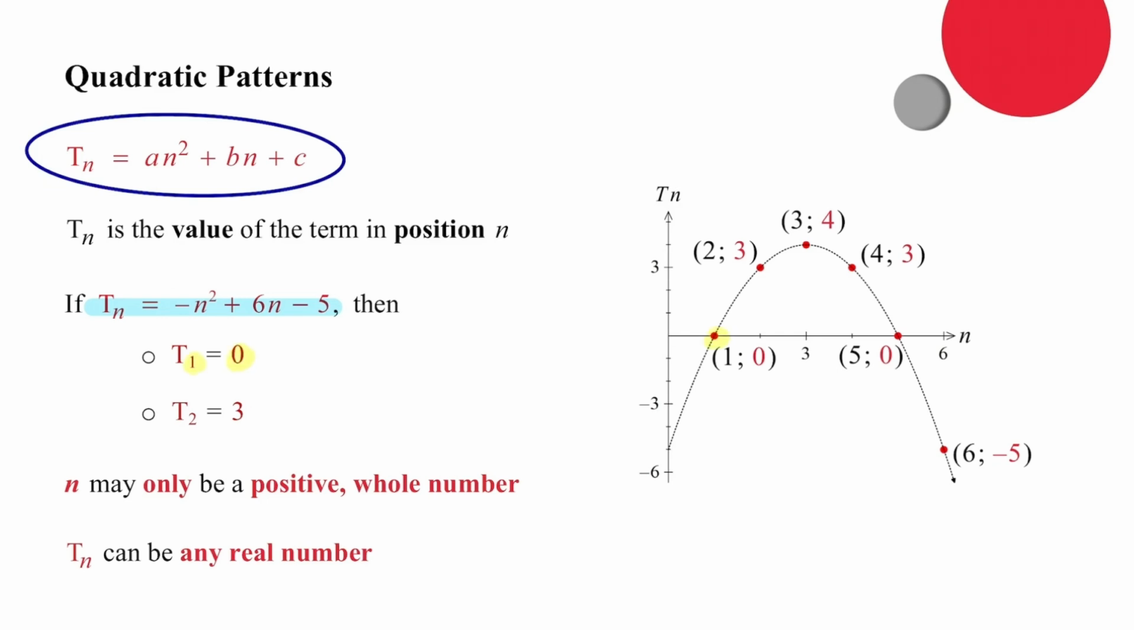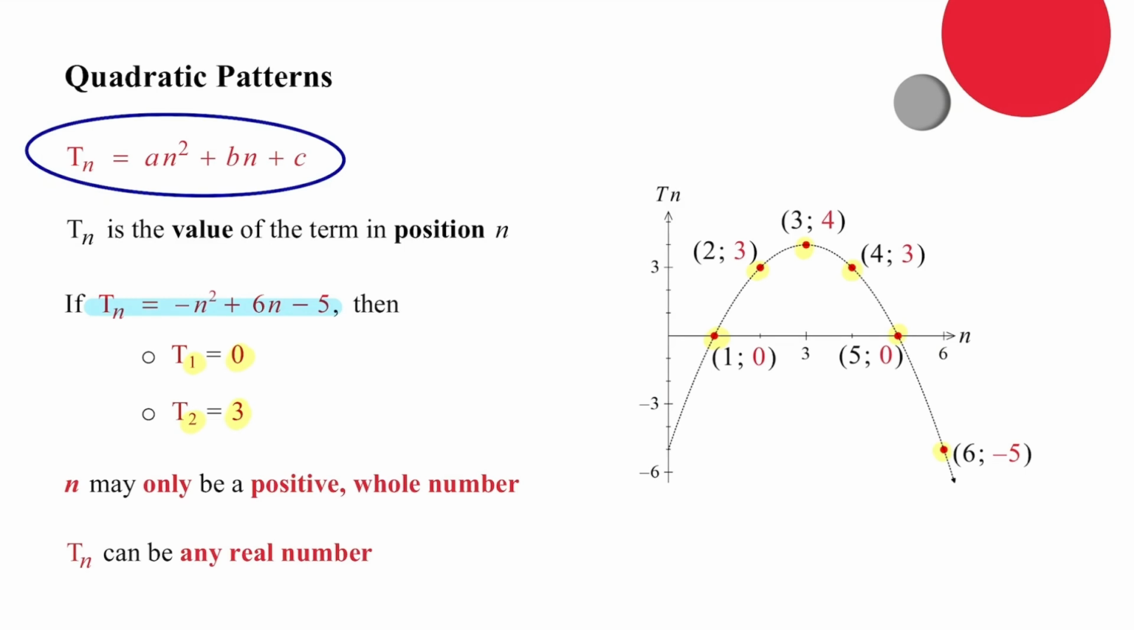If we have a closer look at that, when 1 is substituted, we get a result of 0, which we're going to plot. When 2 is substituted, we get a result of 3. If we continue the process, substituting 3 gives a result of 4, substituting 4 gives a result of 3, substituting 5 gives a result of 0, and finally substituting 6 gives a result of minus 5.